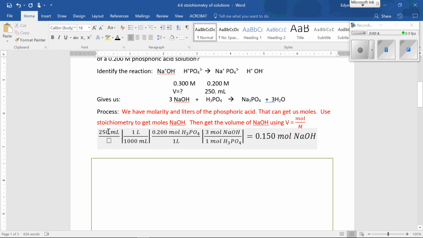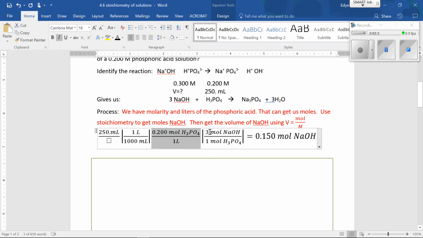So I start with my volume of the H3PO4 solution right here. I have to convert milliliters to liters because you can't use milliliters in these problems. Then I'm going to use molarity as a conversion factor, 0.2 moles per liter. So the liters cancel and I have 0.2 moles of the H3PO4. I have to use the volume and the molarity of the same chemical together. I cannot use this molarity for the NaOH with a volume of the H3PO4 because those are different chemicals. All right, so I did this step right here. I'm at moles of H3PO4.